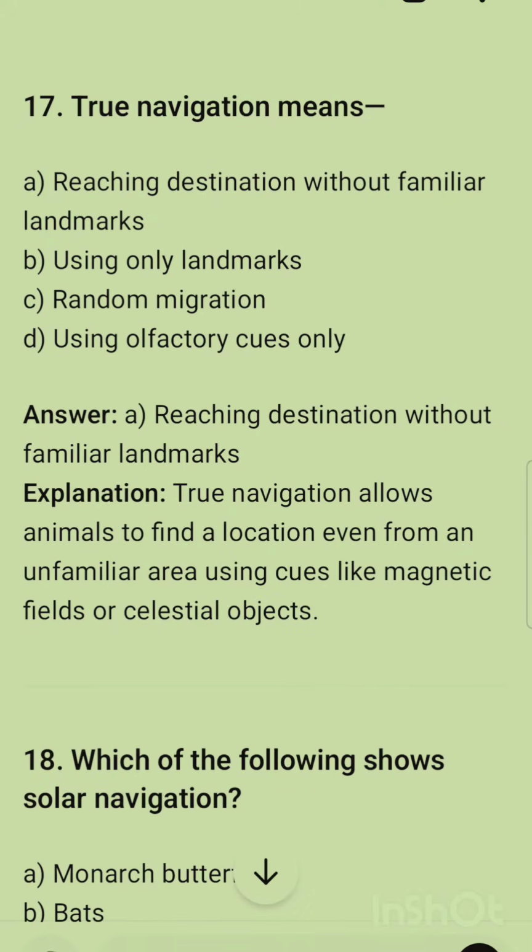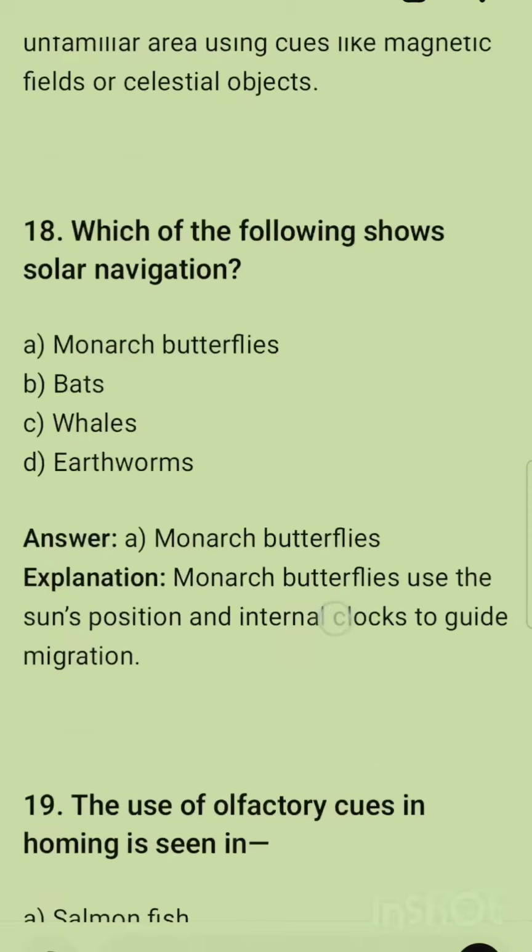17th question is true navigation means. Options are on your screen, and the correct option is option A, that is reaching destination without familiar landmarks. As true navigation allows animals to find a location even from an unfamiliar area using cues like magnetic field or celestial objects.